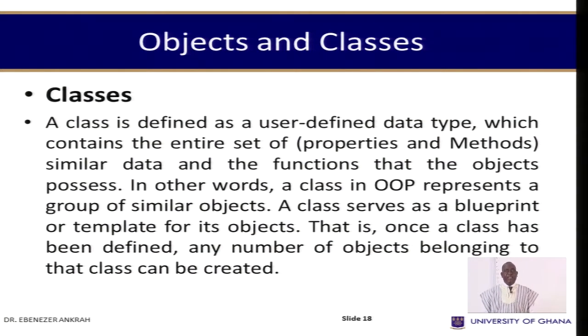A class is defined as a user-defined data type, which contains the entire set of properties and methods, similar data, and the functions that the object possesses. In a nutshell, a class is made up of a group of objects, and they can call each other at different times.